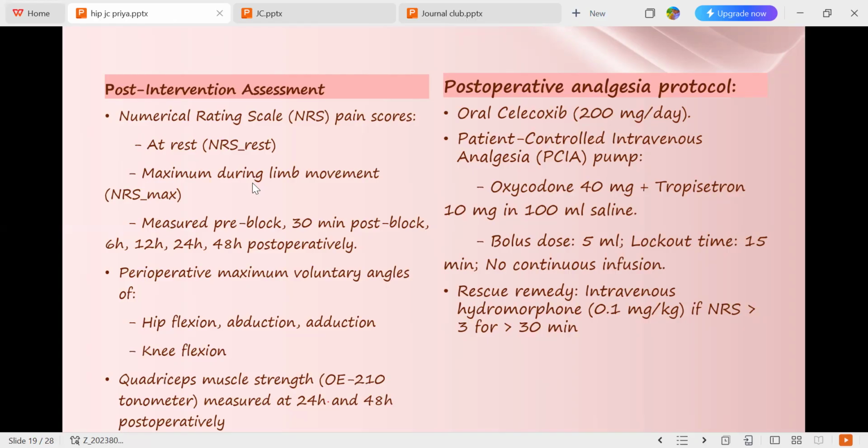So in the post-operative analgesia protocol, they are following oral celecoxib 200 mg per day, and patient controlled intravenous analgesia pump. They are using oxycodone, and it was also mentioned that there was no continuous infusion, but bolus doses of 5 ml with a lockout time interval of 15 minutes, and the rescue remedy is activated only if the NRS score is more than 3 for more than 30 minutes. And for rescue remedy, they are following intravenous hydromorphone 0.1 mg per kg.